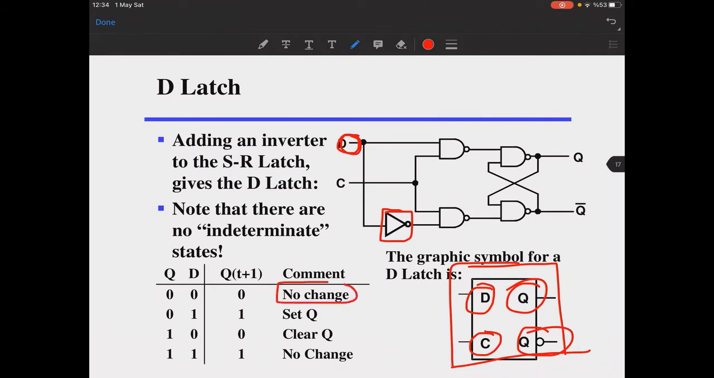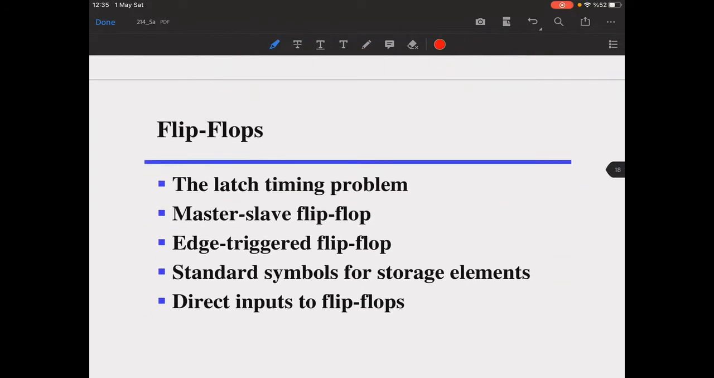This is your no change. If your Q is 0 and data is 0, it will be 0. If your data is 1, it will be 1. If your data is 0, it would be 0. If your data is 1, it will be 1. You see, no matter what your previous Q is, it always takes into consideration the value provided right here in data. If it is 0, the Q would be 0. That's it. So I think it's pretty straightforward to apply.